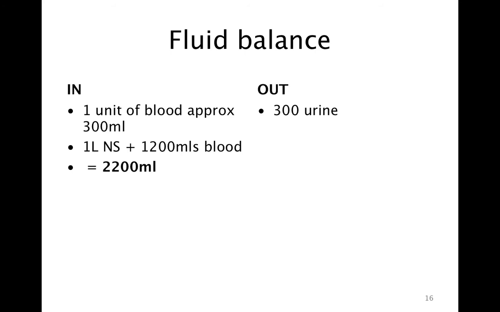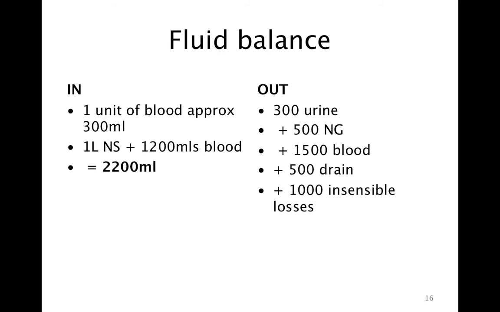For fluid out, we add 300 ml of urine, 500 ml of NG aspirate, 1,500 ml of estimated blood loss, 500 ml from her drain, and an estimated 1,000 ml for her insensible losses, which gives us a total of 3,800 ml fluid out.